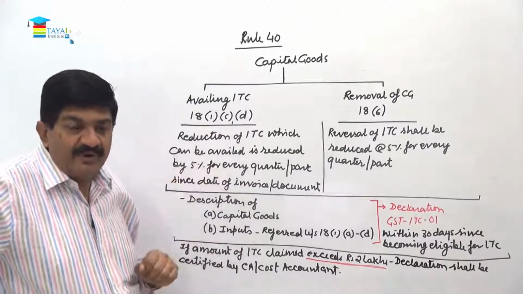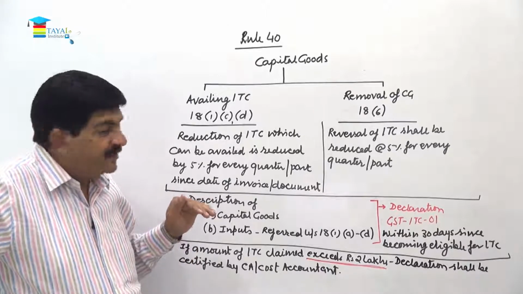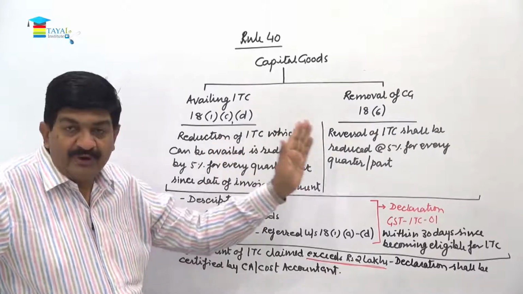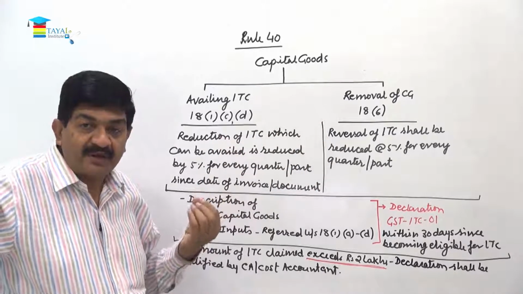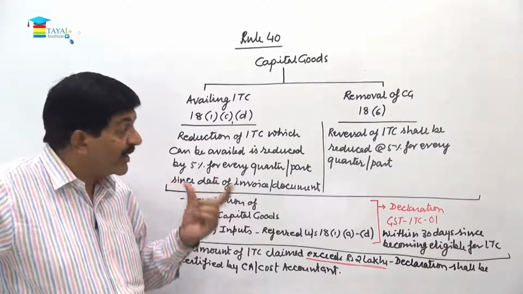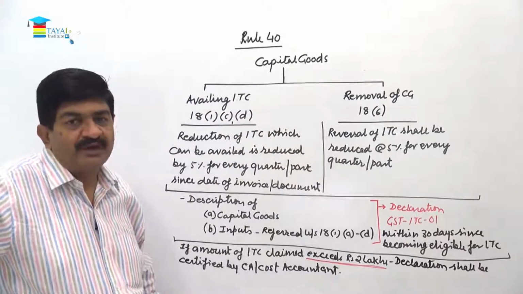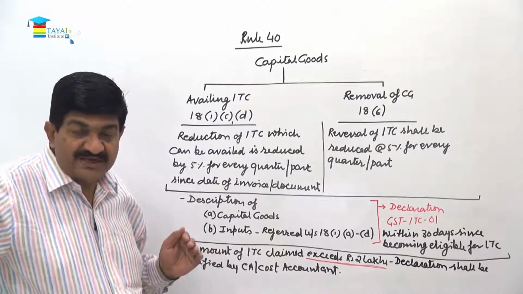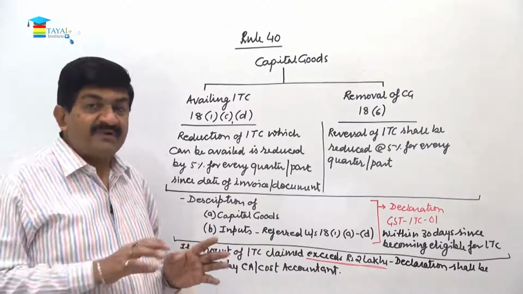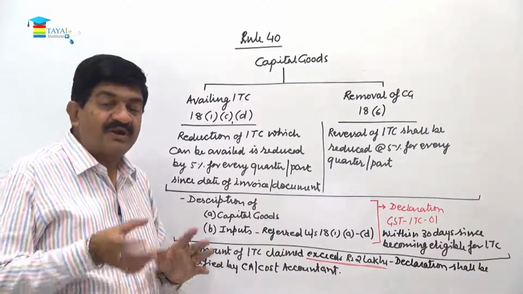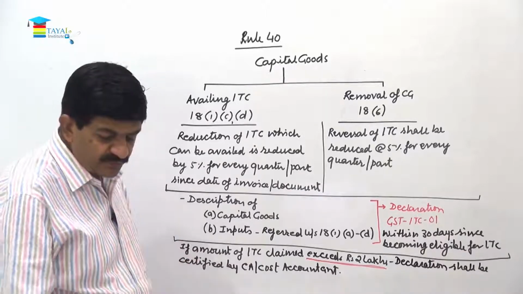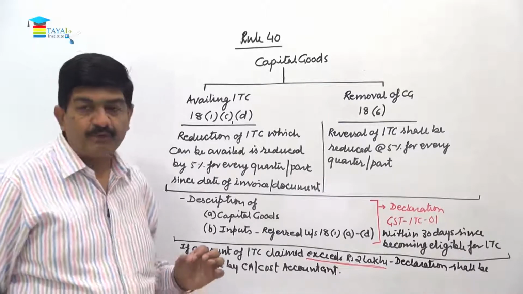Credit is available as far as inputs are concerned, whatever amount of duty is there, and as far as removal is concerned, if inputs are being removed, then whatever amount of credit is there, that is required to be reversed. But in case of the removal of capital goods, the amount of tax which is required to be reversed will be reduced by a certain percentage. When we say reduced, it means what is retained is available to the assessee. So this is rule number 40, right?